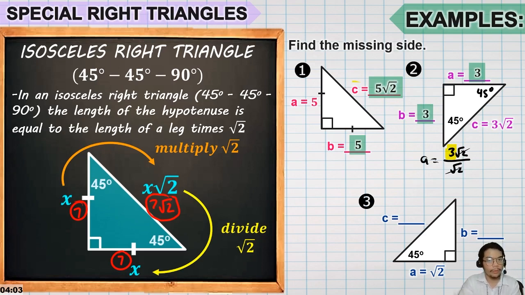Gets po? O, di ba? Kayang-kaya natin yan. Madali lang intindihin ang properties nito. Anyway, let's proceed with number 3.